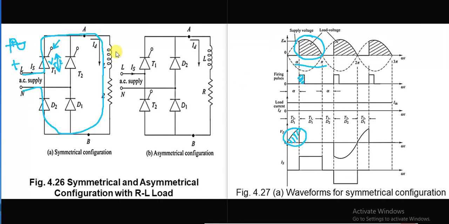So the direction of current flow is like this. The current will not flow from T2 and there was a slight mistake in the direction of the current flow. The direction of current flow during the positive half cycle is from this L, T1, again inductor, resistor, diode D1 and back to the neutral.